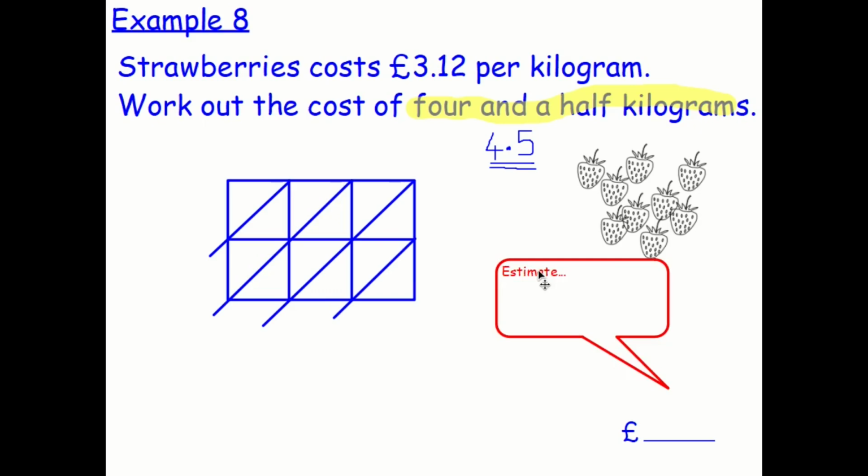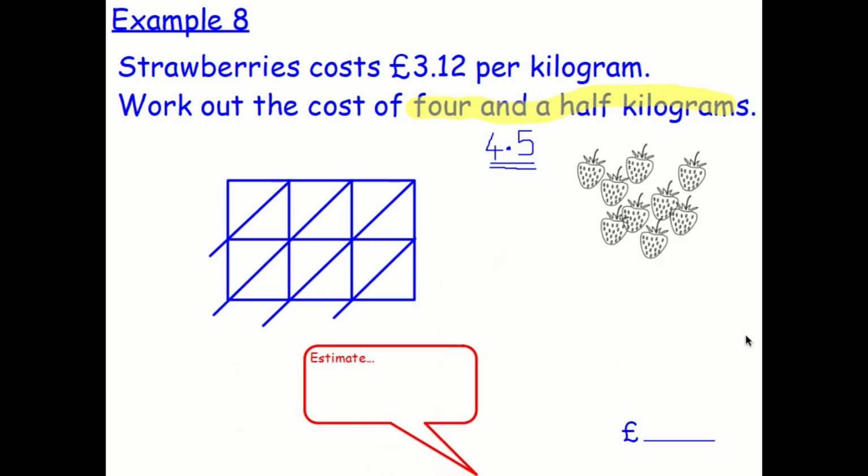Estimate, let's do an estimate. £3.12 is basically just £3. 4.5, let's call it 5. 3 times 5 is 15. So the cost of this is going to be in the region of £15. So let's do it accurately now. £3.12 is going to be 312 along the top and 45 on the bottom because 4.5 is written 45.